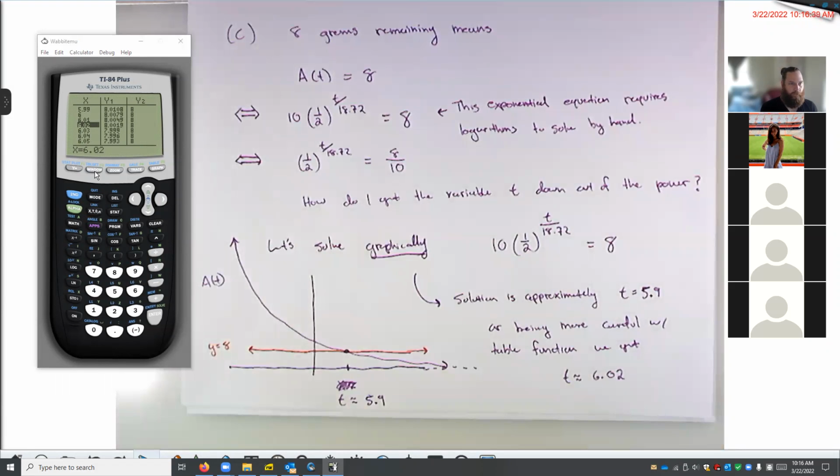The window settings I used here were just -10 to 10 for x, the standard, and then -1 to 20 for y. And then to go hunting for that solution in my table, what I did is I went to the table settings, that second window. I told the table to start originally at 5 and to increase by 0.01 each time I go down. And that allows me to look with that level of precision, right? With the accuracy of 0.01 in the table for this solution. So you see every time I take a step down, the x goes up by 0.01.